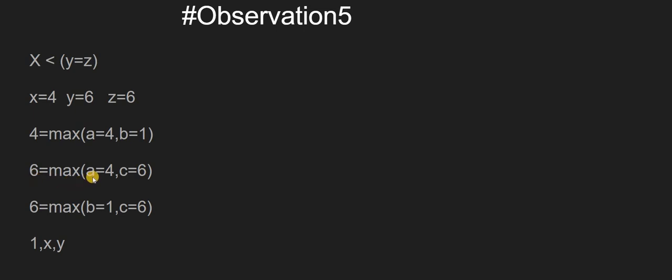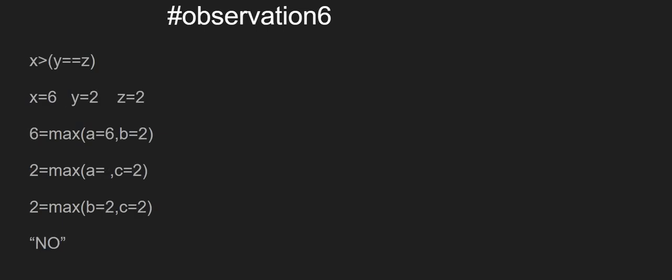So we have taken a equals to 4 and let us take c equal to 6 so that maximum will be 6. And for z equals to max of b comma c, as we have taken b equals to 1 and c equal to 6, so our maximum is 6 which is equals to z. So this is also a valid condition. We have to print yes. And what are the values? 1, 4, 6. So we have to print 1, x means 4 and y means 6.